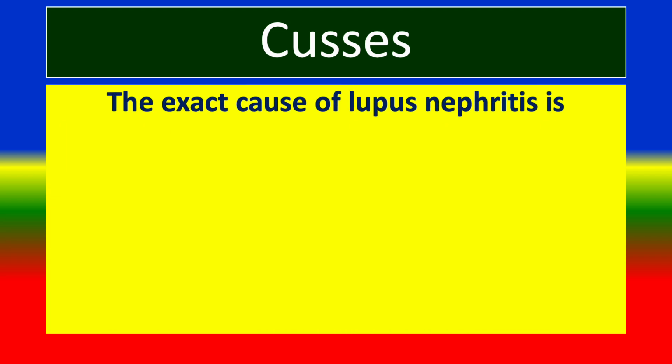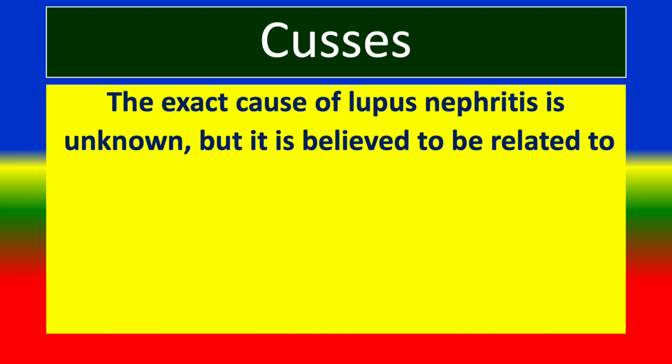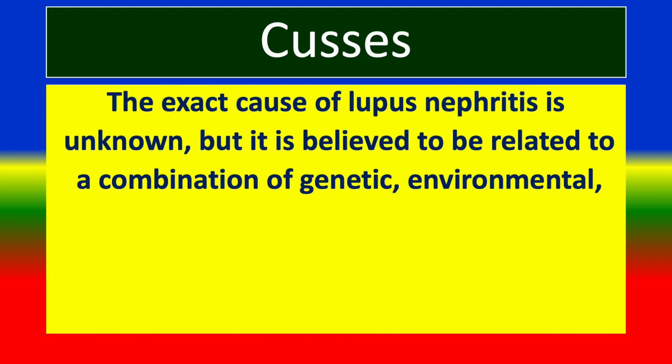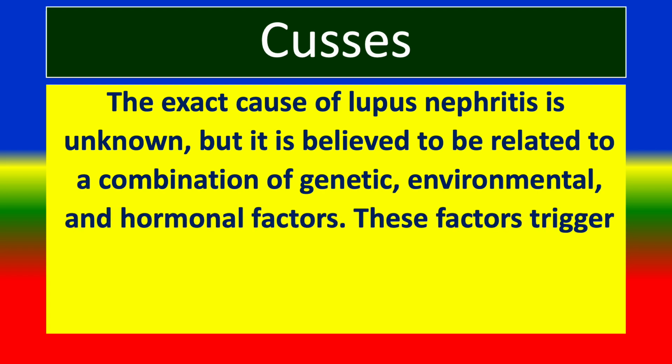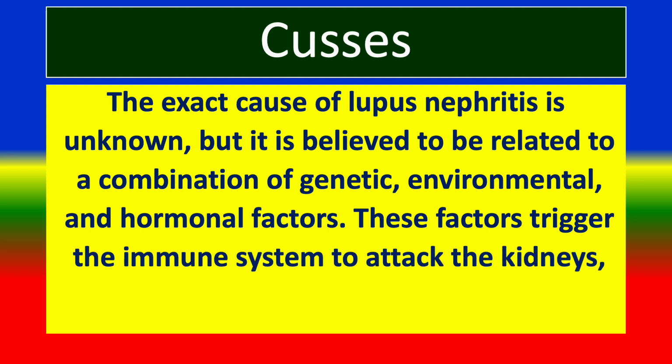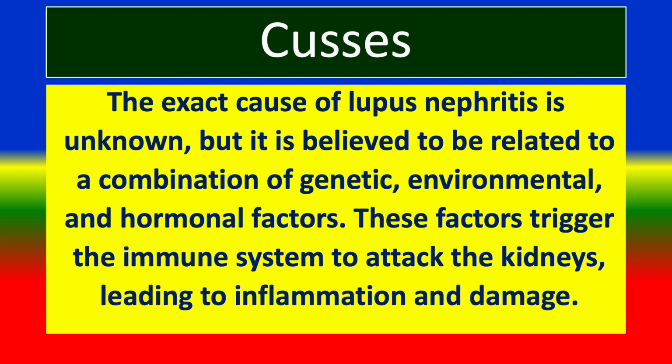Causes. The exact cause of lupus nephritis is unknown, but it is believed to be related to a combination of genetic, environmental, and hormonal factors. These factors trigger the immune system to attack the kidneys, leading to inflammation and damage.